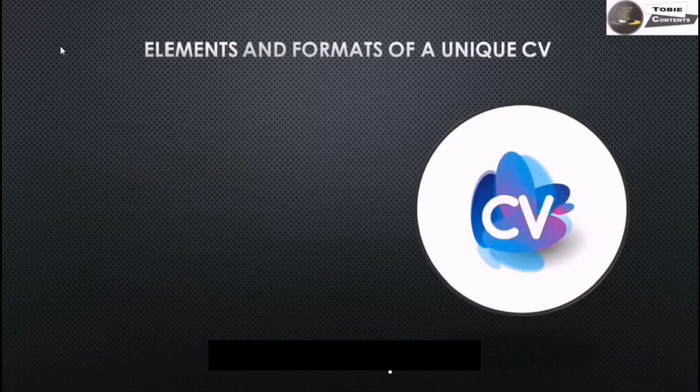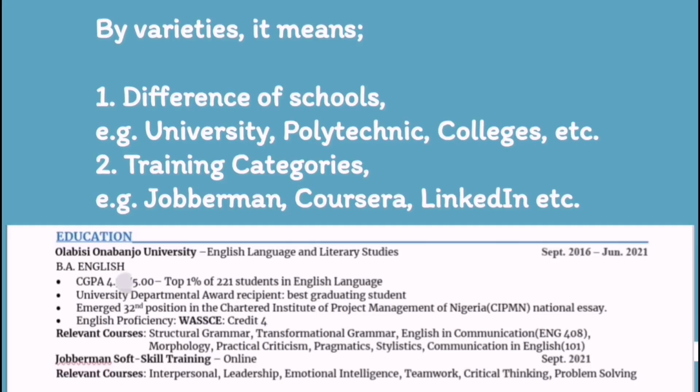Now the next one, I want to talk about your education details. The first thing, know the varieties. It's good when you have different levels of education. You should try as much as possible to put them, especially if you are just a fresh graduate with no working experience. So always know the difference. Put them in order of their occurrences.